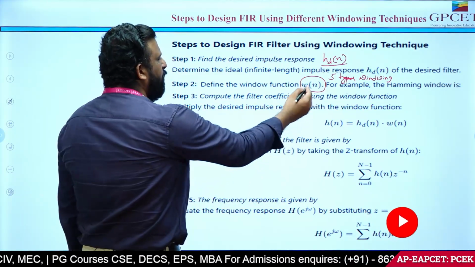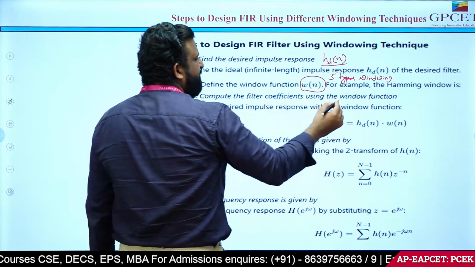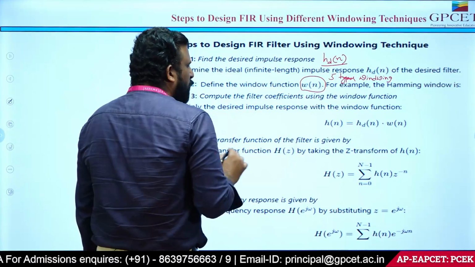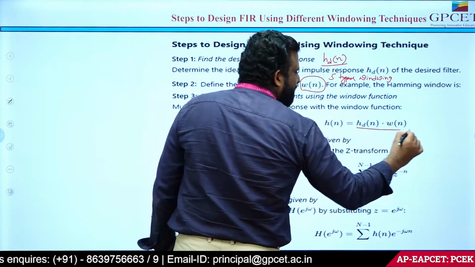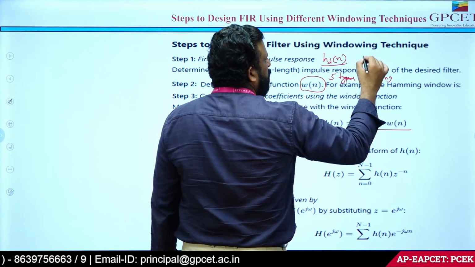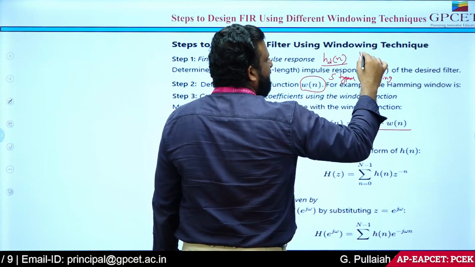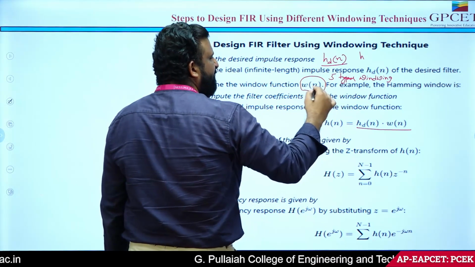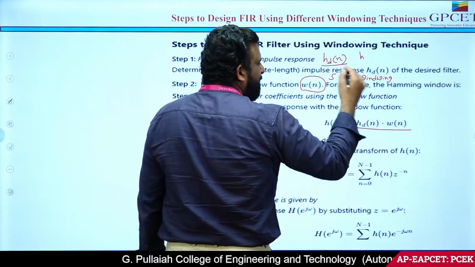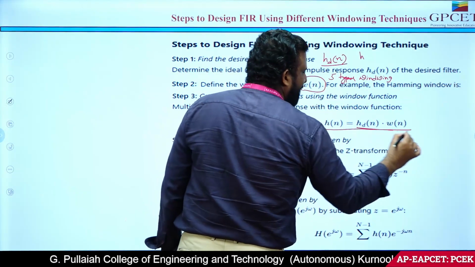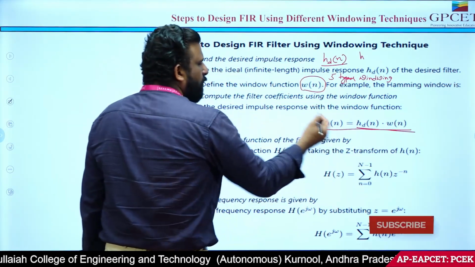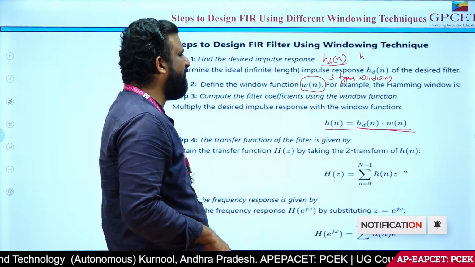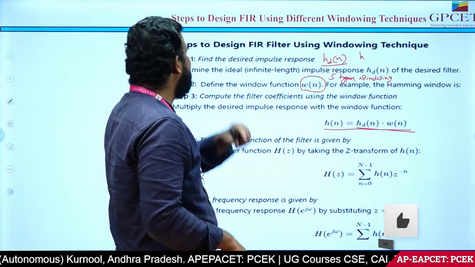After finding this w of n, our agenda is to compute the coefficients. After getting all the windowing function coefficients, finally we are going to multiply this with hd of n. Here we will get the coefficients of hd of n. These will be multiplied with the windowing coefficients of w of n to get h of n. So the third step is to find the value of h of n, which is the multiplication of the first step and second step coefficients.